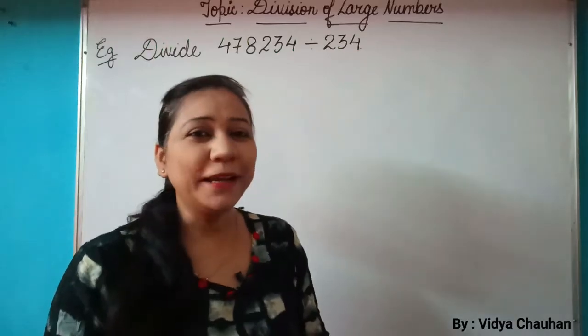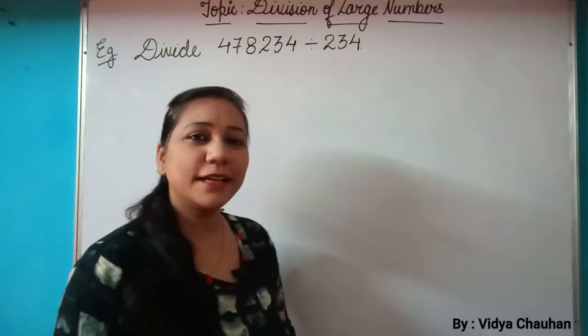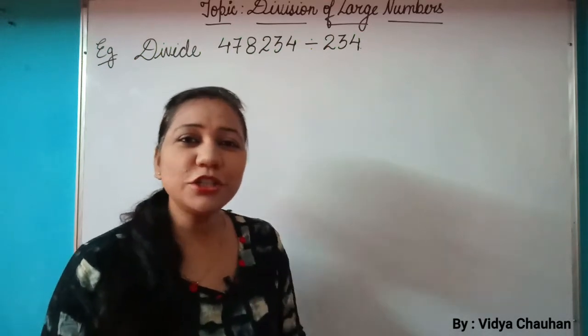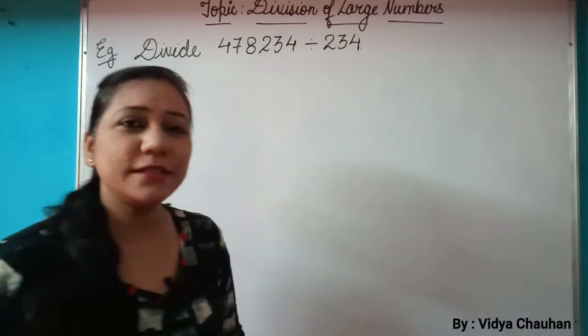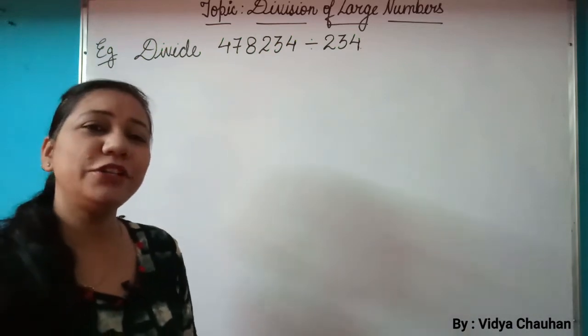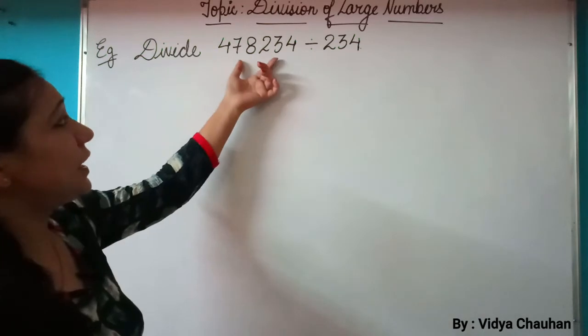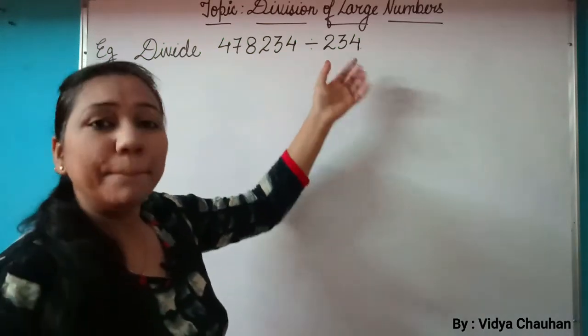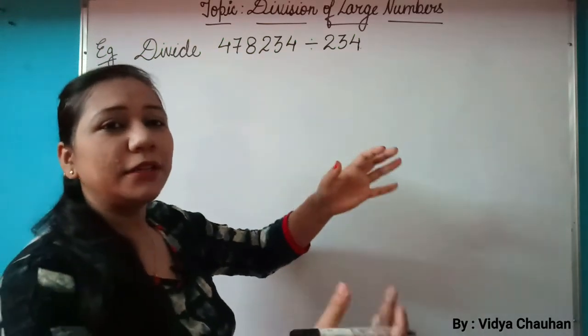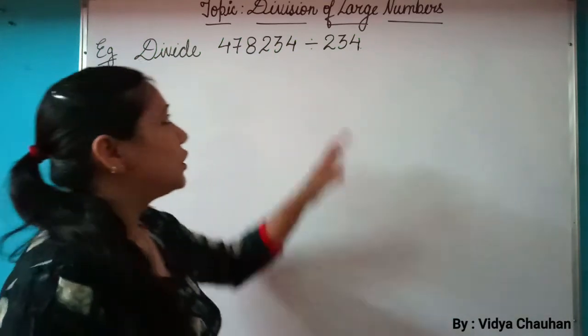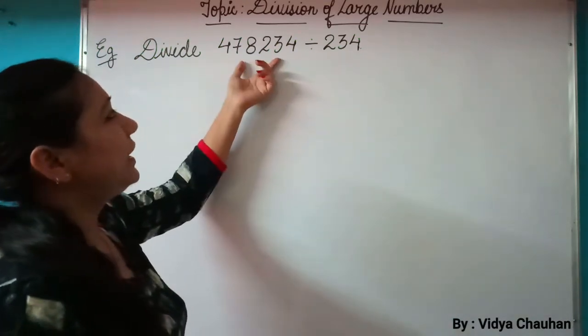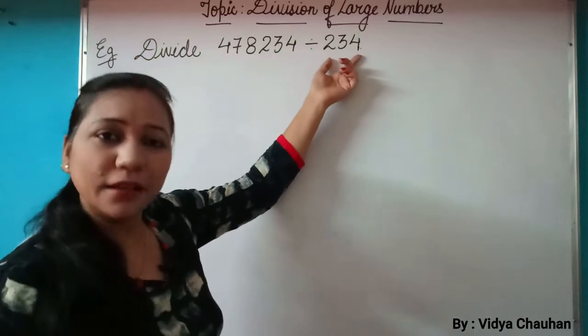Hello guys, welcome back. Once again, let us continue with the same division of large numbers. In the previous topic, we have done division by 10, 100 and 1000. Now let us see how we can divide any numeral with any big numeral like a 2-digit, 3-digit or a 4-digit number. So here I have taken to divide any numeral with a 3-digit number.